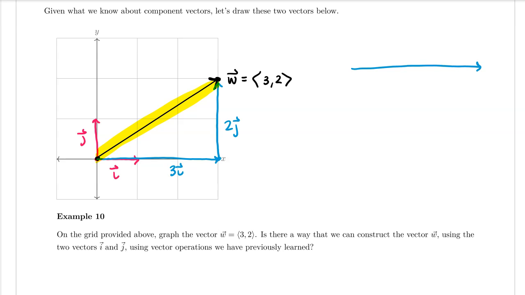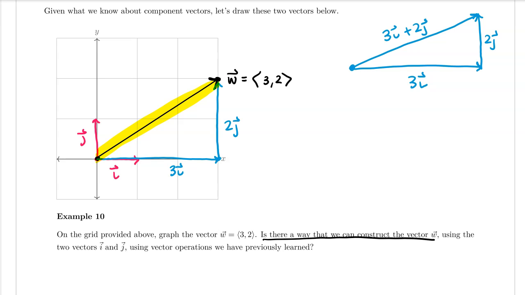So here, this vector, I'm calling that 3i. And then here, this would be, maybe I'll make it a little bit longer because it's supposed to be double j. So this would be 2j. And if I added those together, my new vector would start here and it would end here. So this would be the vector 3i plus 2j, but that's exactly the vector that we had earlier with vector w. So to answer this second part of the question, is there a way that we can construct the vector w using i and j? We can say that vector w is equal to 3i plus 2j.